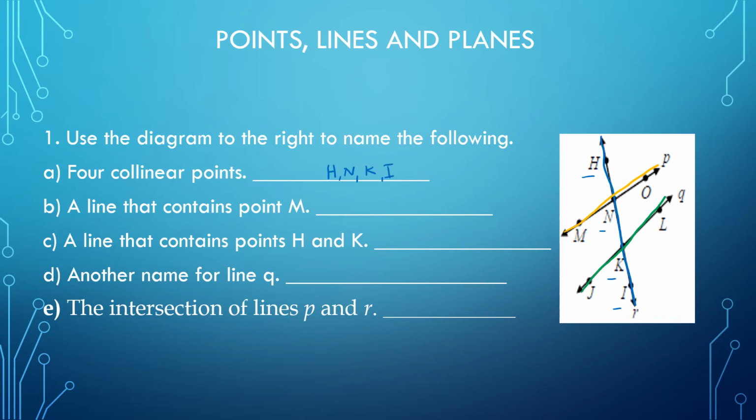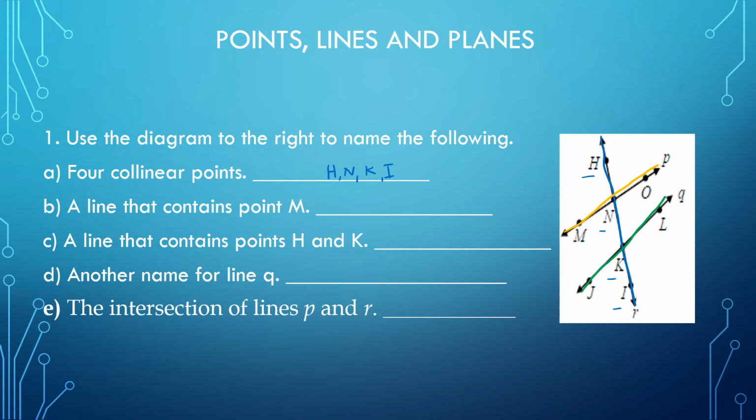Please make sure to separate them with a comma and write it with an uppercase letter because you're writing the 4 points. Part B is asking you to figure out the name of the line that contains point M. Point M is on the yellow line. There are 3 uppercase points, or 3 points which are represented by an uppercase letter, M, N, and O.